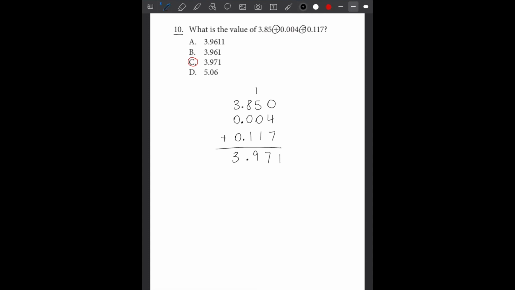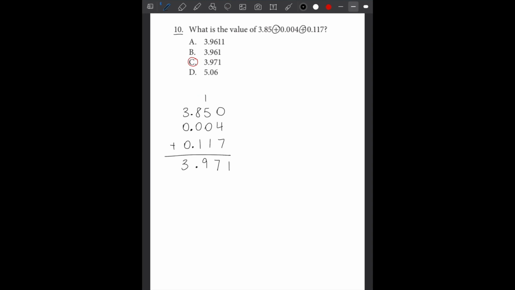3.971. The way they can trick you on this is if you did not line up the decimals correctly. For instance, let's say we wanted to line up the numbers like this, and add it this way. Let's say you want to put a 0 there. You would add this up and it would give you another answer over here. It would not give you the correct answer. And that's just because the decimals are not lined up.